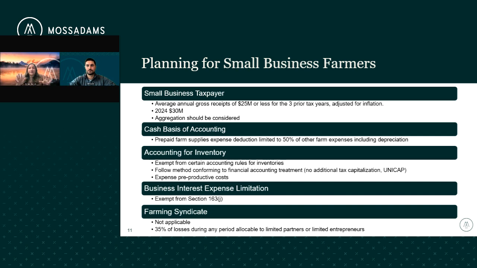Again, the big caveat is even if you are technically under the $30 million of gross receipts, if you are a farming syndicate, you are unfortunately ineligible to apply these preferential treatments. And a farming syndicate, at a very high level, is if you are allowed to allocate 35% of your losses to what they call limited partners or limited entrepreneurs. The code and the regulations go into detail as to what exactly that means, but just something to note.